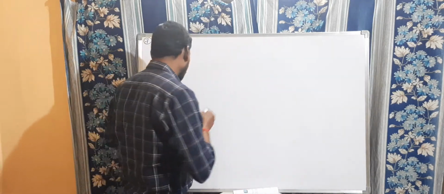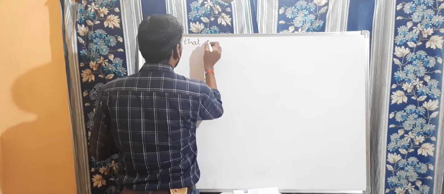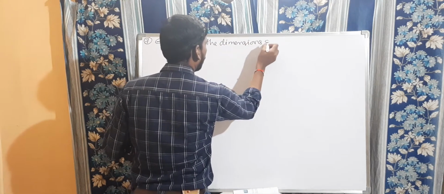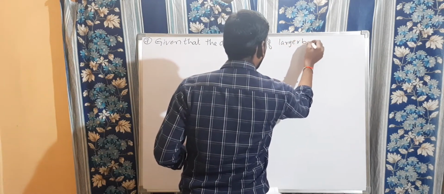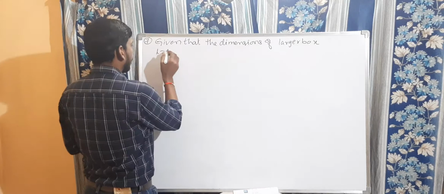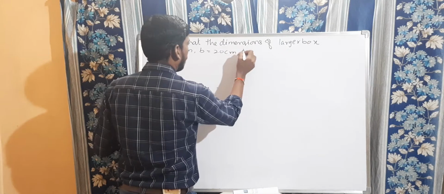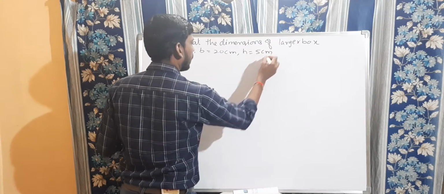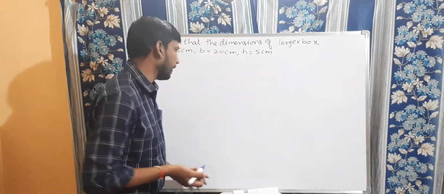Now, given the dimensions of the larger box: length is equal to 25 centimeter, breadth is equal to 20 centimeter and the height is equal to 5 centimeter. Clear? So now find out the total surface area of the box.